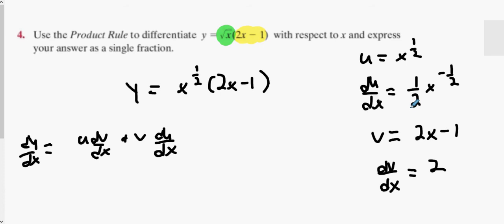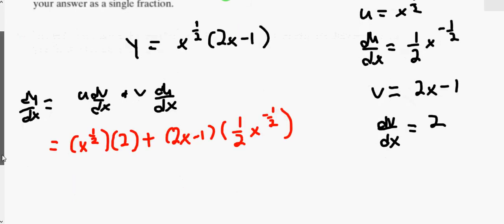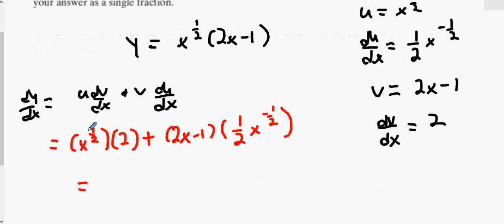Now, let's put this in, and we get x to the power of a half. What's dv/dx, lads? 2. And v, 2x minus 1, times du/dx, that's a half x to the power of minus a half. Okay, multiply this out. 2x to the power of a half.